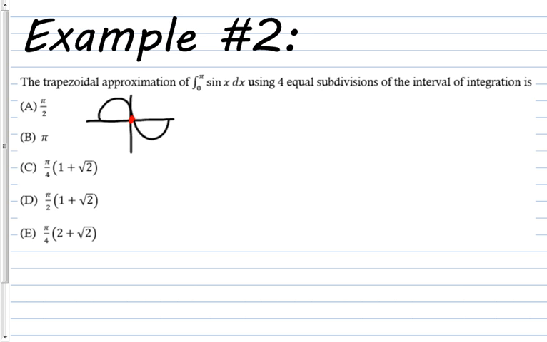So here is 0, and here is pi. And then here is pi over 2. And then here is pi over 4. And here's 3 pi over 4. They want us to divide this up into 4. So I'm going to have 0, pi over 4, pi over 2, 3 pi over 4, and pi.